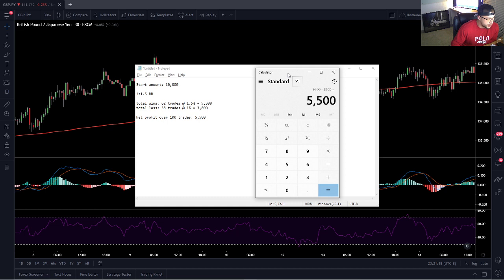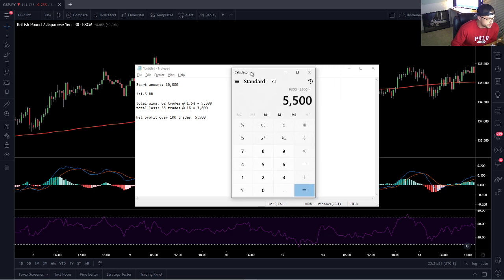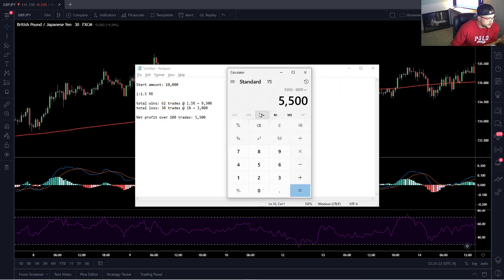Now, this is what happens when you're consistent in your rules. When you take the same trades with the same rules every time, and you're mindful of your money and your management, this is what happens. You do not need a high win rate strategy. With the right risk management, you could make money on a 32% win rate.